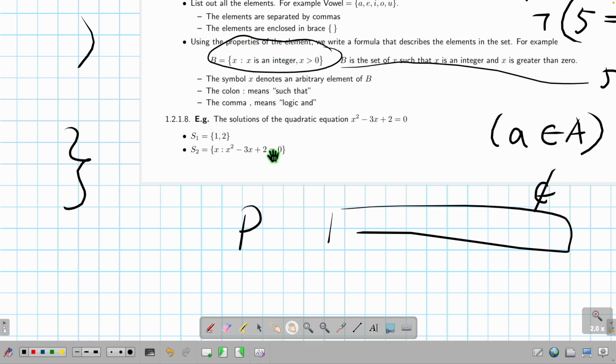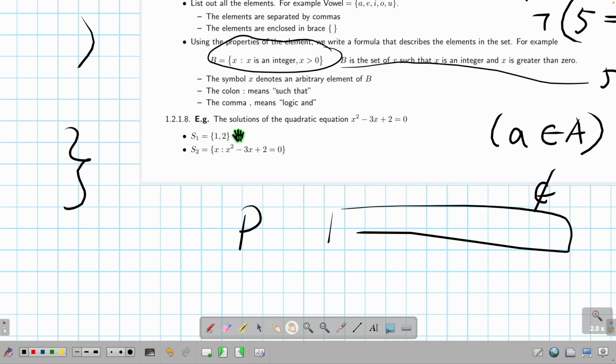And then now here's an example. Suppose I have x squared minus 3x plus 2 equals 0. And the definition is the solution of this thing. Then let's say I know the solution is 1, 2. Then I just write S1 is {1, 2}. It contains two things. I write down explicitly the members.